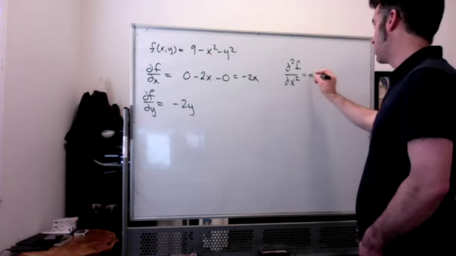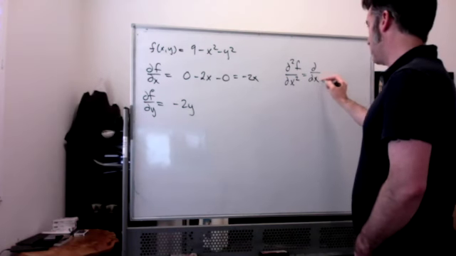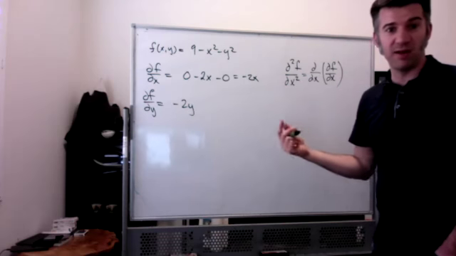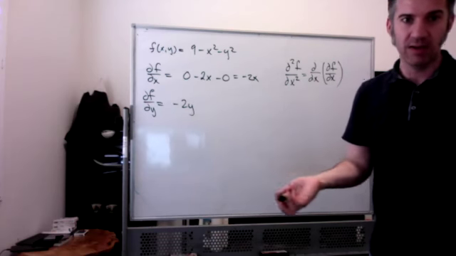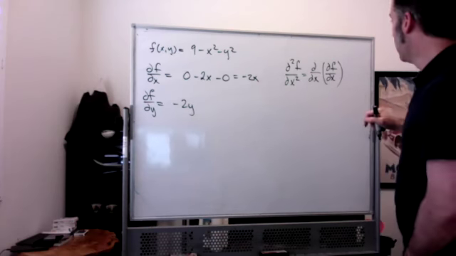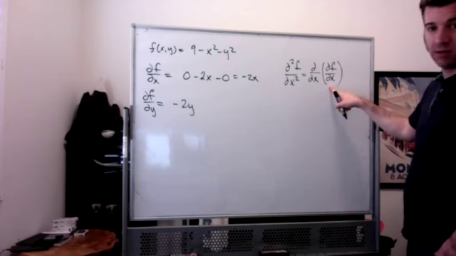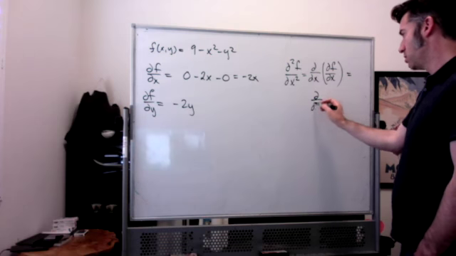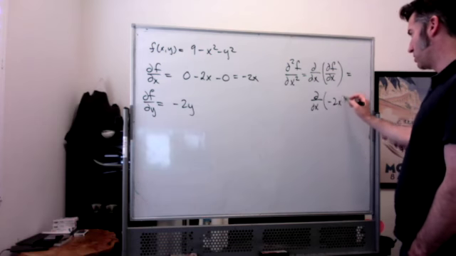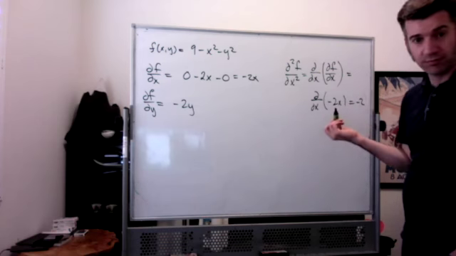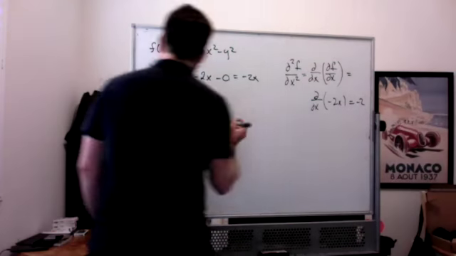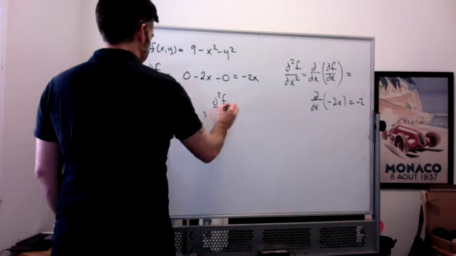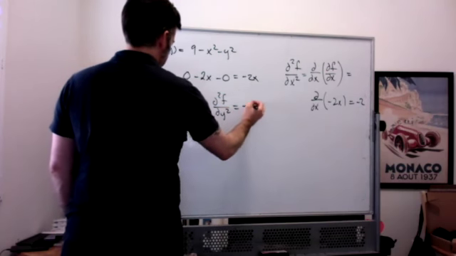So this is just del x of del f del x, right? The letter is del, not d, like a curly d. So that's negative 2x. So we're doing the partial with respect to x of negative 2x, which is negative 2. And in a similar way, the second partial with respect to y, del squared f del y squared, would also be negative 2.